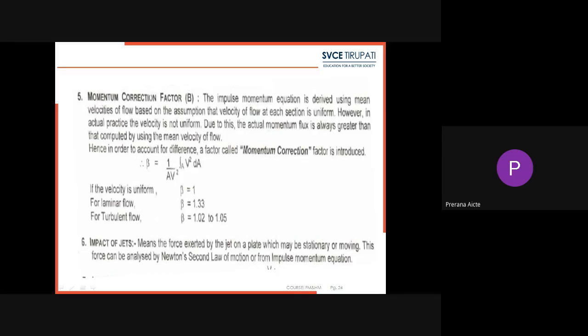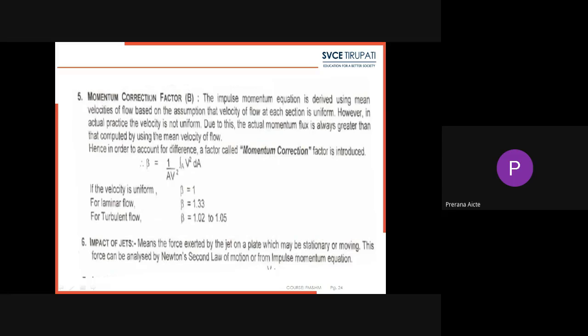So to overcome that problem and to maintain a constant velocity, we are going to take a momentum correction factor based on the assumption that the velocity of flow at each section is uniform. So due to this, the actual momentum flux is always greater than that computed by using the mean velocity of flow. Hence, in order to account for the difference, a factor called the momentum correction factor is introduced.